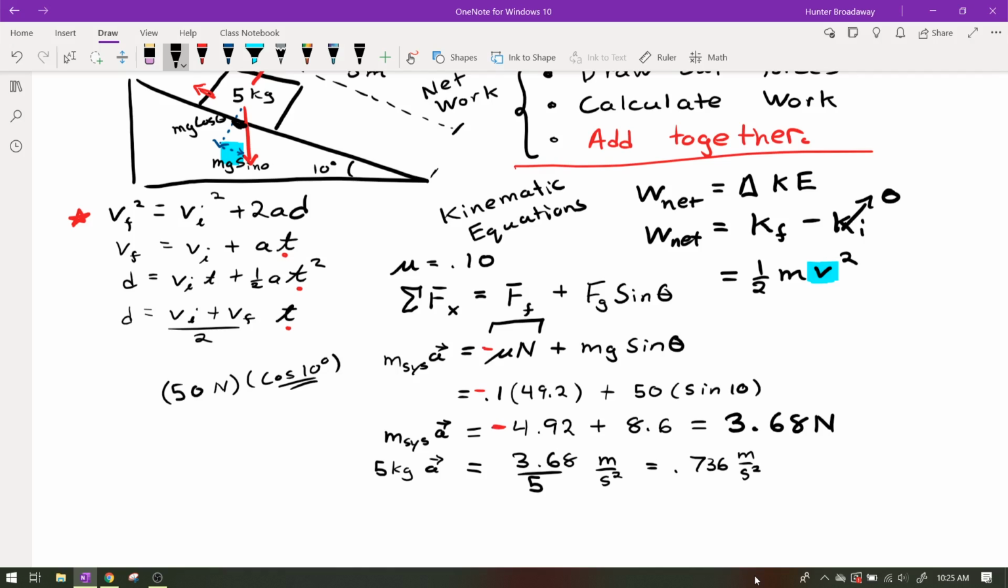All right, so your acceleration is 0.736. Now, since you found this acceleration, we can use this to find the velocity. So VF squared equals VI squared, which is 0, plus 2 times 0.736. Now, was that a positive or was that a negative?